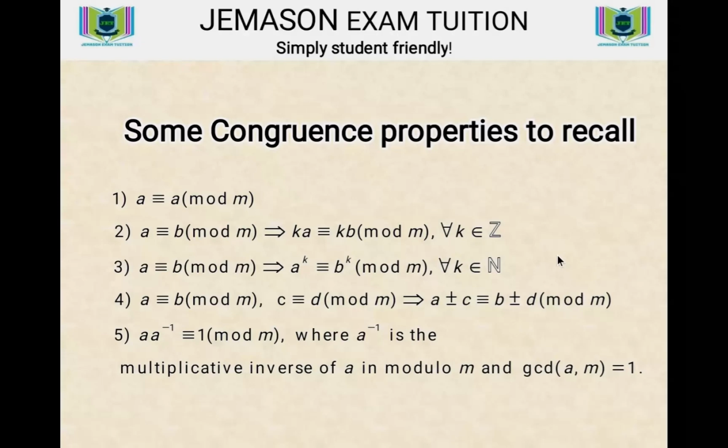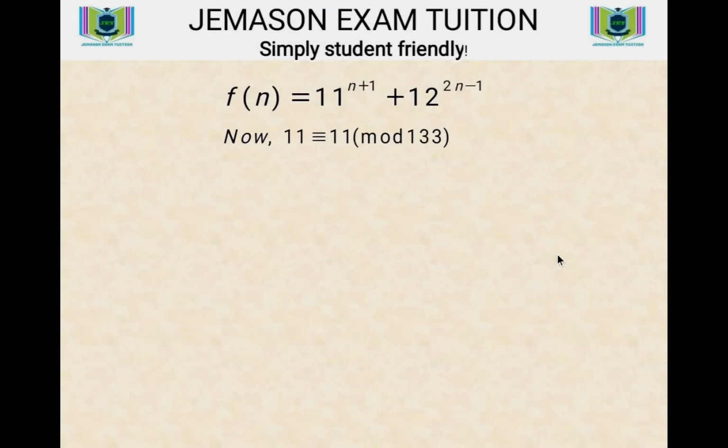Okay, now we look at the statement given, f of n equals 11 to the n plus 1 plus 12 to the 2n minus 1. For me to be able to prove that f of n is divisible by 133, I need to express f of n as a number in modulo 133. It's only then that I can be able to prove or to make a conclusion that f of n is divisible by 133.